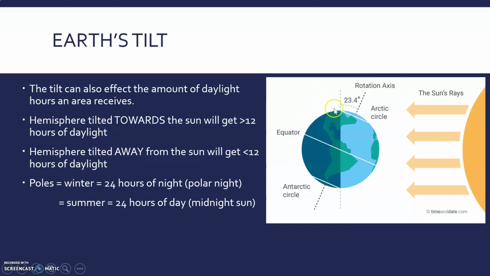In this image right here, the Arctic Circle would be in summer because the northern hemisphere is towards the sun, and they would be experiencing, depending on how you look at it, the 24 hours of midnight sun, meaning the sun never truly goes down. Where the Antarctic Circle down here in Antarctica is going to be in complete darkness because they are tilted completely away from the sun.